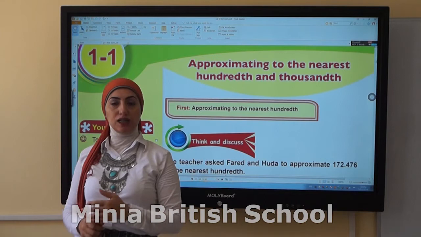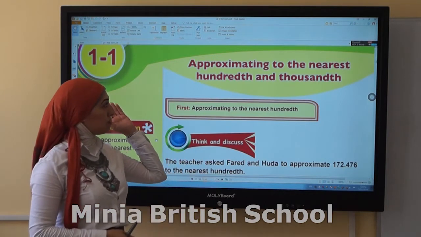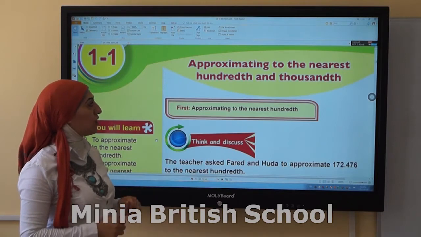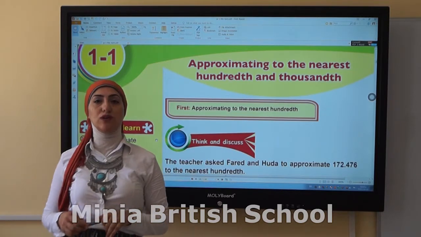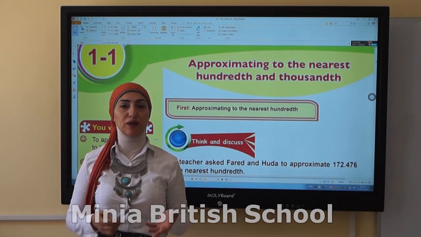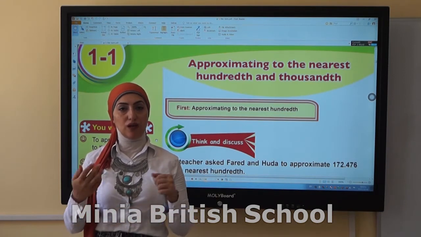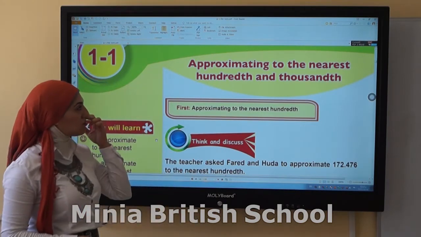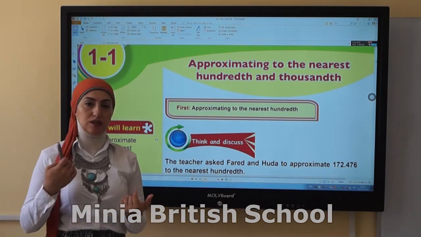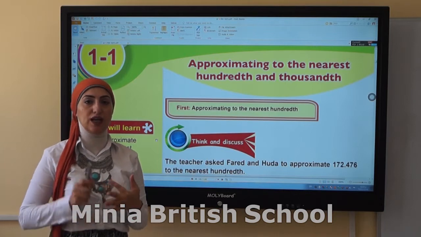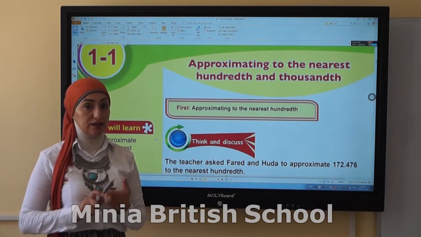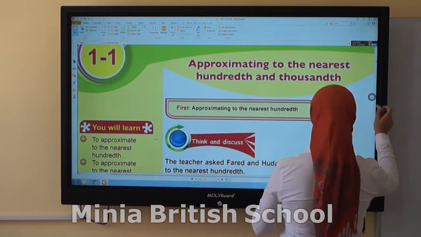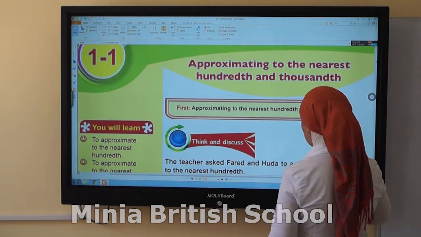Unit 1 is starting with an old lesson, not a new one. It's approximating to the nearest hundredth and thousandth. And we know what is the meaning of approximation because we had it in grade 4. We had how to approximate to the nearest 10, to the nearest hundred, thousand, unit, and tenth. This year, we will learn how to approximate to the nearest hundredth and thousandth.